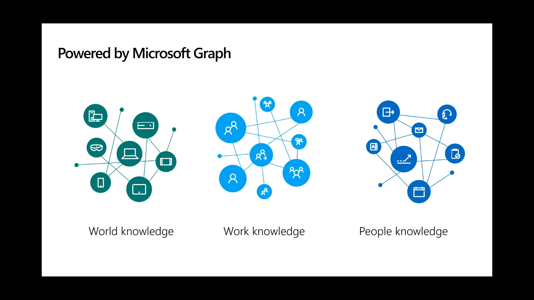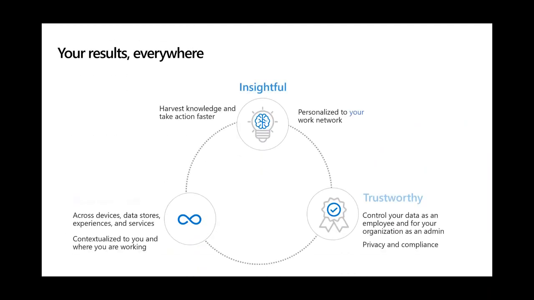So we're able to combine world knowledge via Bing with work knowledge via the Graph and people knowledge via the Graph. So we effectively can balance both work and work life in one single search experience. So let's go ahead and look at the different endpoints, what we call intelligent search across Microsoft 365. One, it's your results everywhere. It's insightful. So we enable you to harvest knowledge so you can take action faster or effectively get back to work faster. And it's personalized to your network, to your work network.